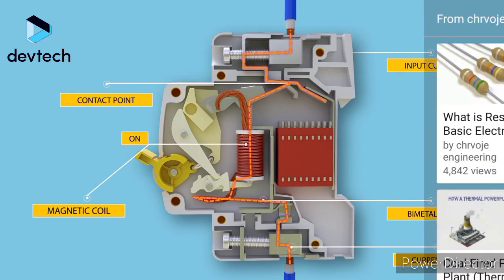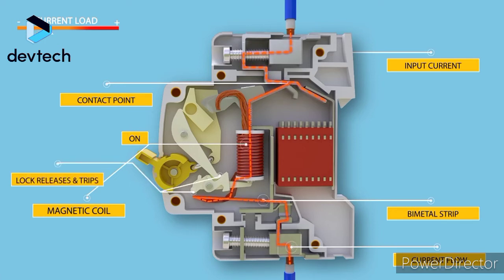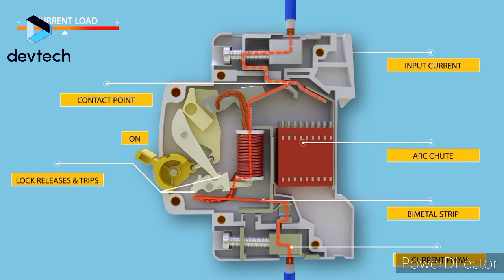Under overload condition, the current through the bimetallic strip causes its temperature to rise. The heat generated within the bimetallic strip is enough to cause deflection due to thermal expansion of metals. This deflection further releases the trip latch and the contacts get separated. The visual indication of this trip can be observed by automatic movement of the operator to the off position.